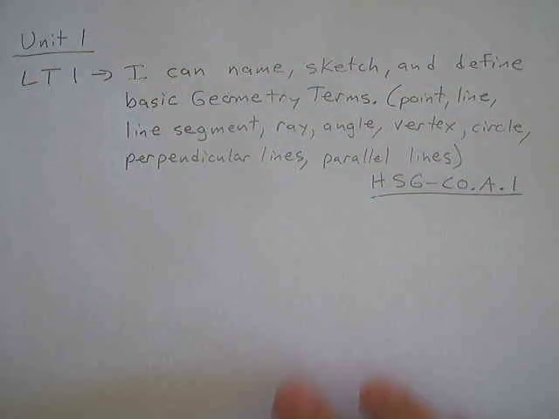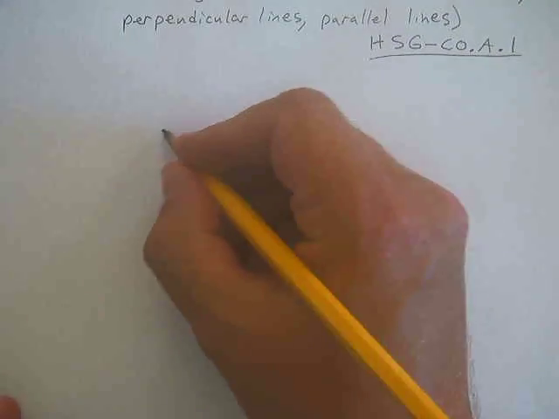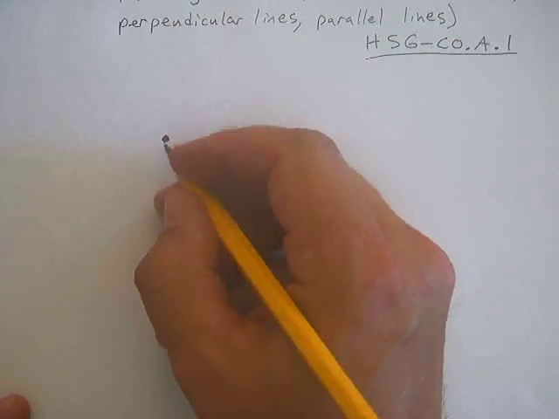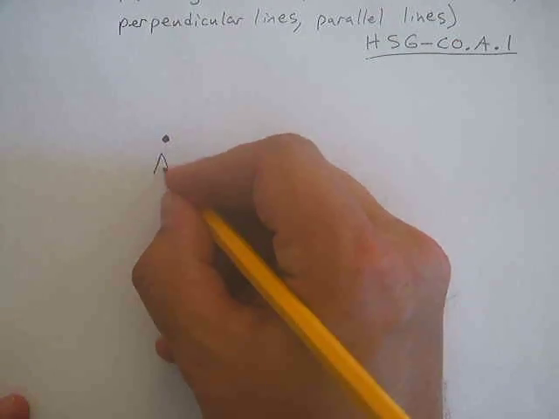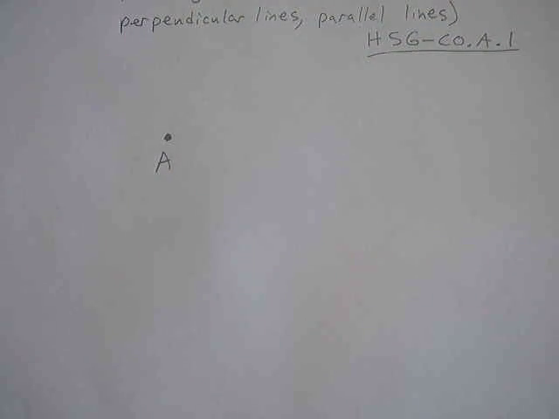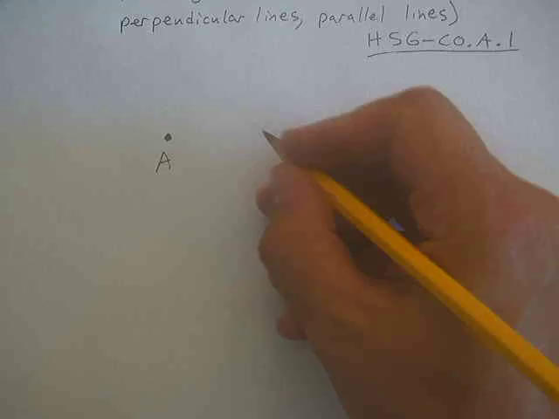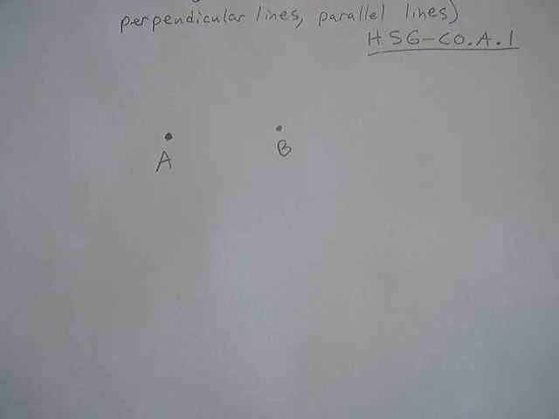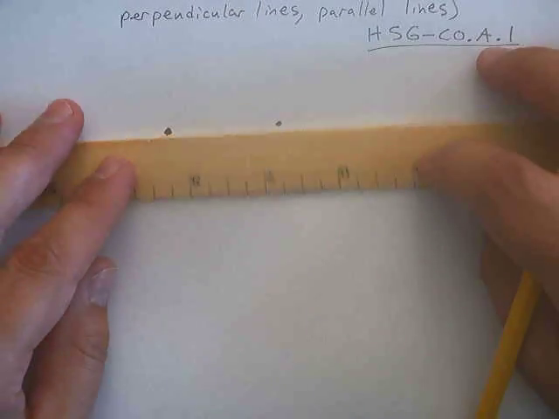So let's start off with a point. A point could be a dot just like this. Let's call this point A. It doesn't really take up any space, although it looks like it does on the paper. If we have another point, point B, these are what are called undefined terms.